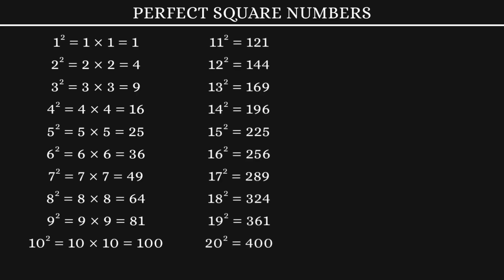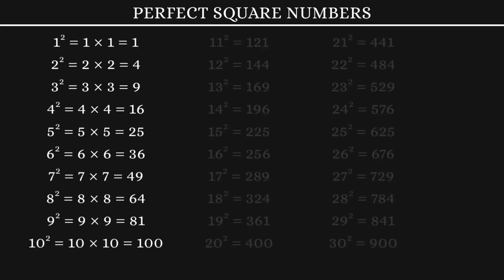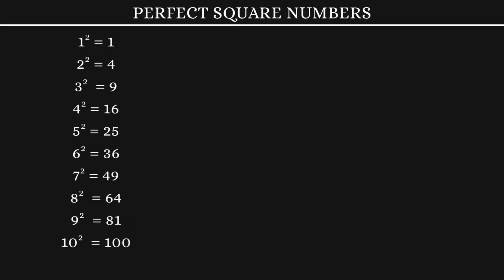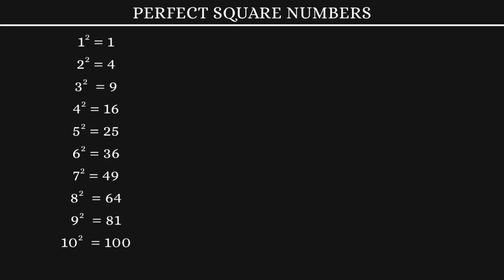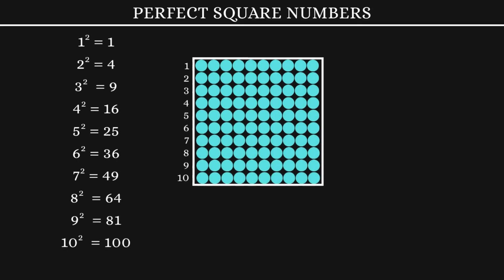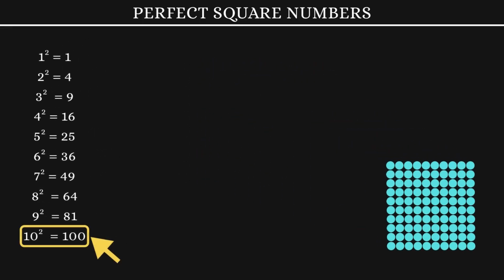These are some more perfect square numbers. These numbers are called perfect square numbers because they can be arranged as a square, a perfect square. Let's consider a few of them. We can arrange 10 dots as a row and take 10 such rows to form a square. This will have a total of 100 dots.